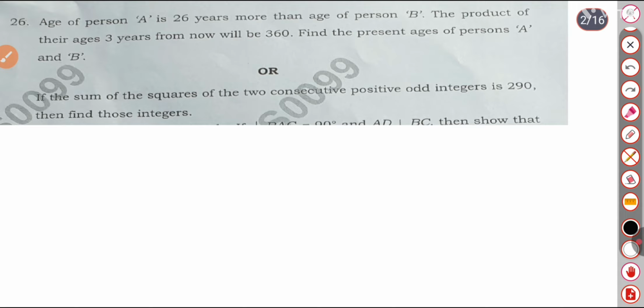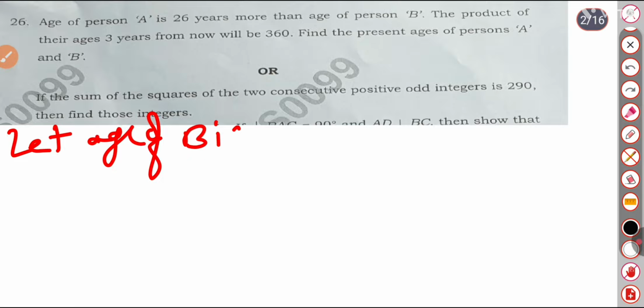The age of person A is 26 years more than the age of person B. The product of their ages 3 years from now will be 360. Find the present ages of person A and B. Both present ages we have to find out. Here, the age of person A depends on the age of person B, so we consider B as x. So let the age of B be x.